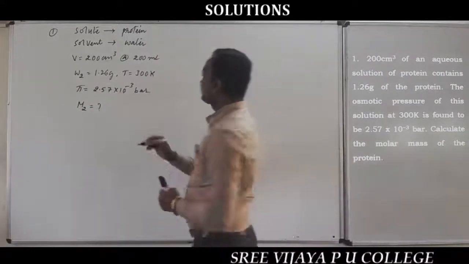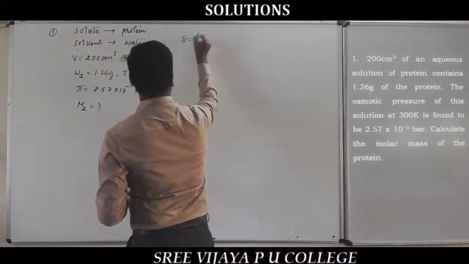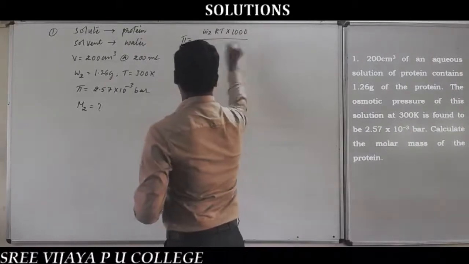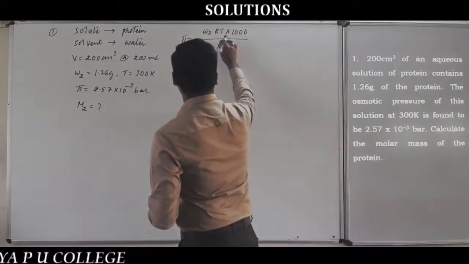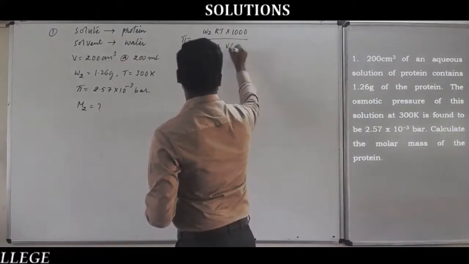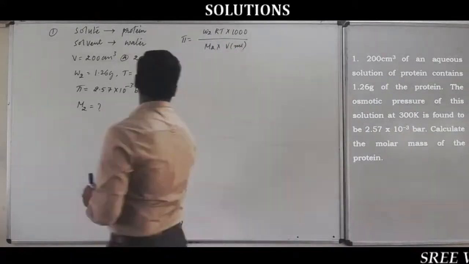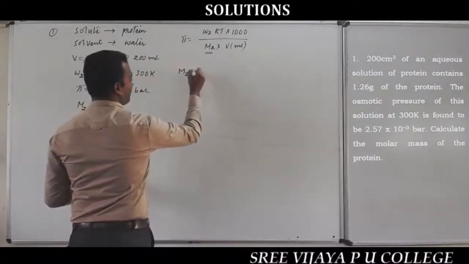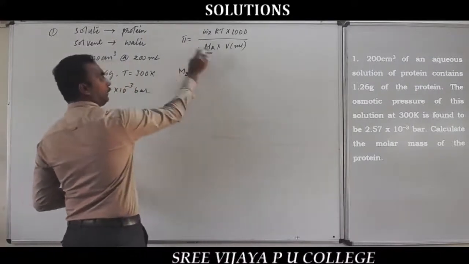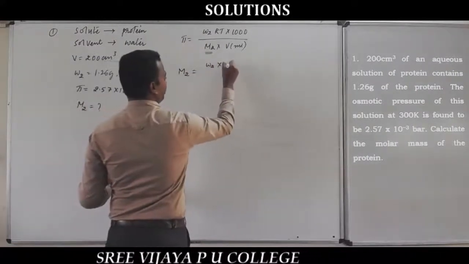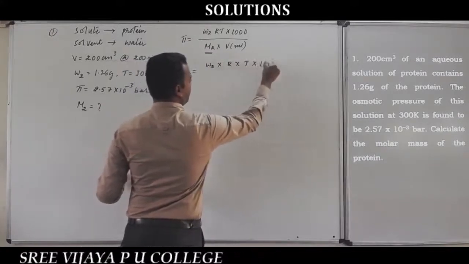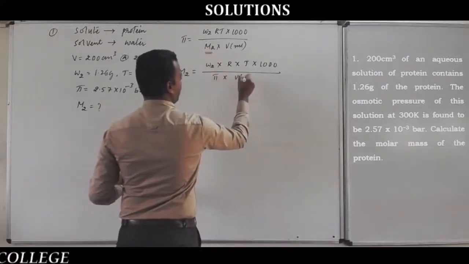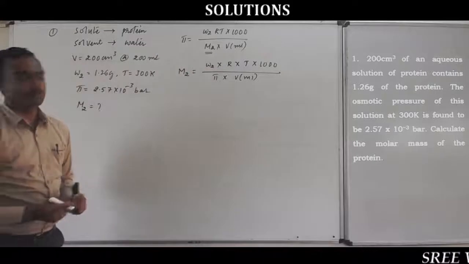So what is the formula? Pi is equal to W2 RT into 1000 divided by M2 into V in ml, V in ml or in cm cube. Our intention is to calculate the molar mass of solute. Therefore, we rearrange the equation. M2 is equal to, M2 goes to the numerator and pi goes to the denominator: W2 into R into T into 1000 divided by pi into V in ml, in cm cube.